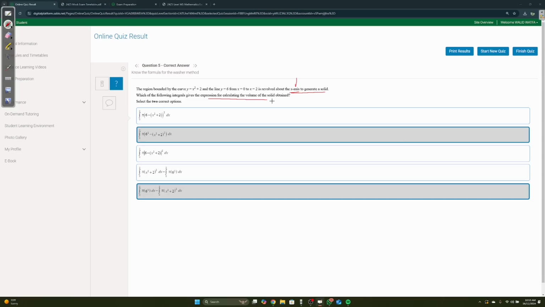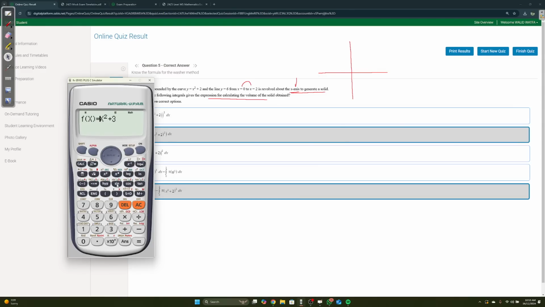Which of the following calculates the value? Oh my god, it's the same. These are the same questions over and over again. You want to graph it? Let's graph it. x squared plus 2. You take your calculator. We're going from 0 until 2. So x squared plus 2 from 0 till 2. You start over here at 2. You go up to 3. And you go up to 6. Yeah, 6. And we can just connect these.